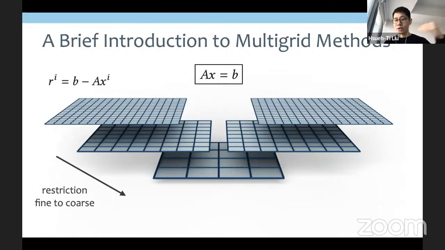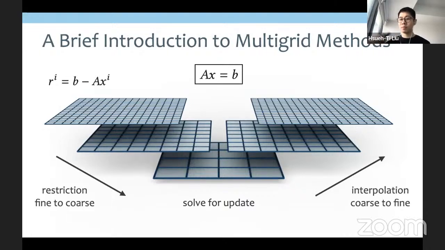And you will restrict this residual down to the low resolution. And in here, you will do some solve to get the update vector to your solution. And then you will interpolate the solution back to the original resolution and use that update, the delta x, to actually update your solution. And multigrid basically runs this V cycle for multiple iterations until it converges.